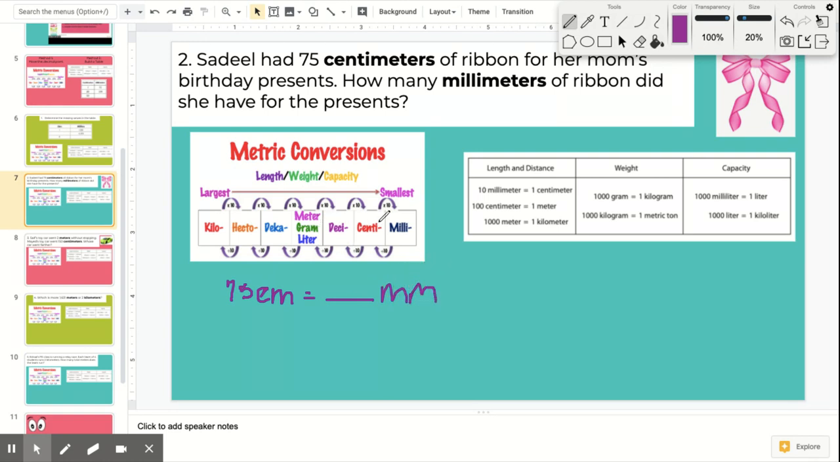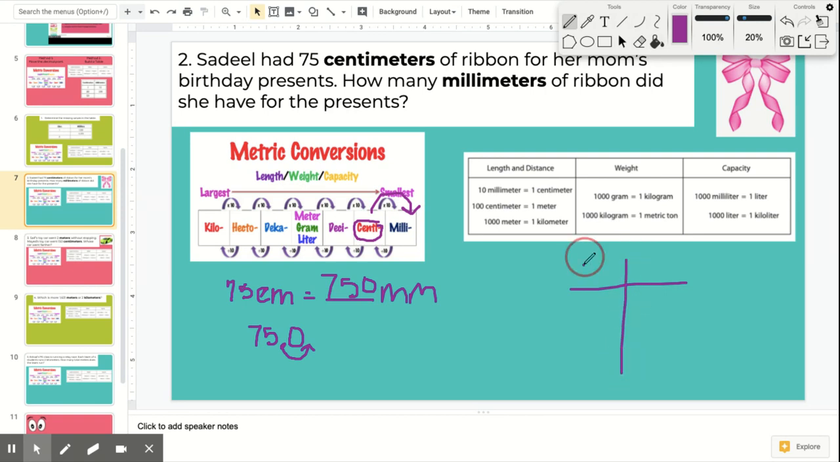So if I'm using the chart, centimeters is here, and I don't have to go very far, just one hop over. So that's the equivalent of multiplying by 10 or moving the decimal point one time. So 75 is a whole number. The decimal point is here. We need to move it once. Add the 0 to fill in the gap. So 75 centimeters is equivalent to 750 millimeters.